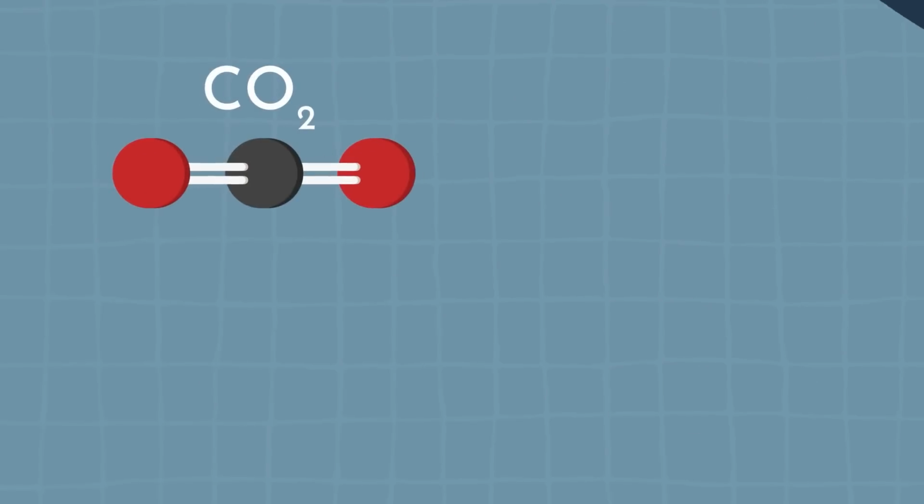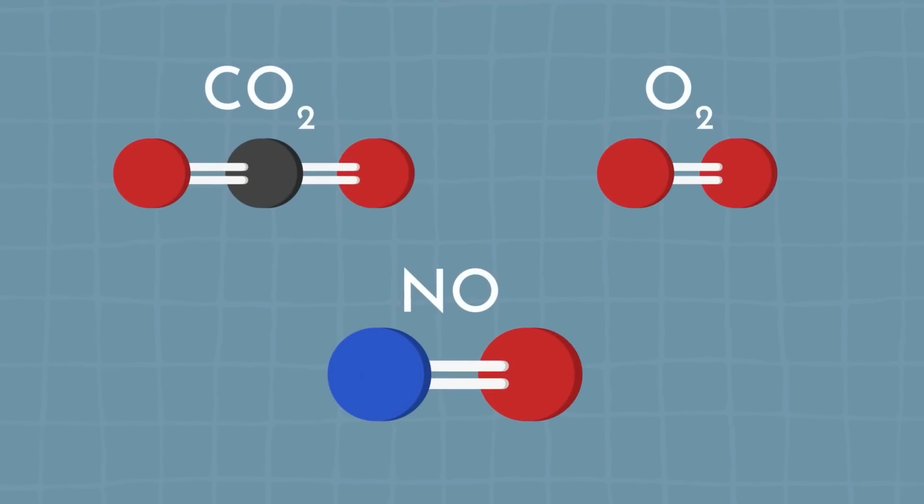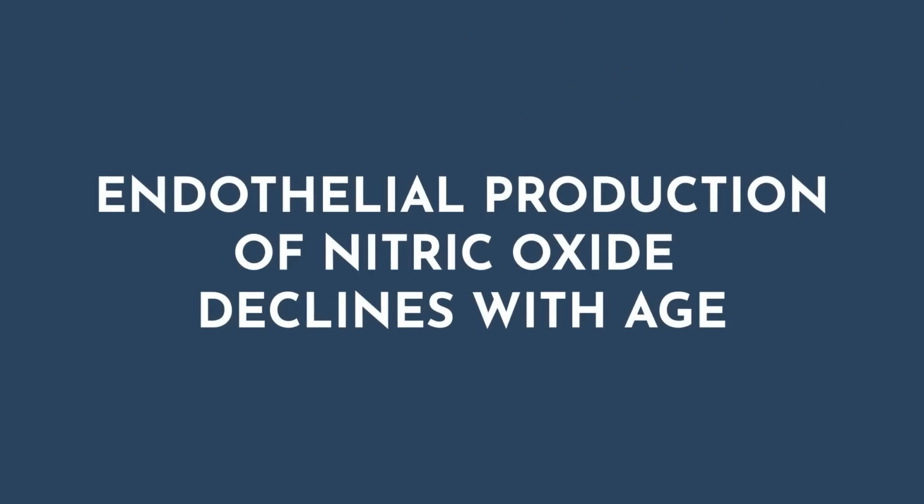So the whole cycle about oxygenation of the body is really not a 2-gas process, but a 3-gas process. It's CO2, O2, and nitric oxide. So another very important role of nitric oxide in the body. And as I mentioned before, the endothelial production of nitric oxide declines with age.